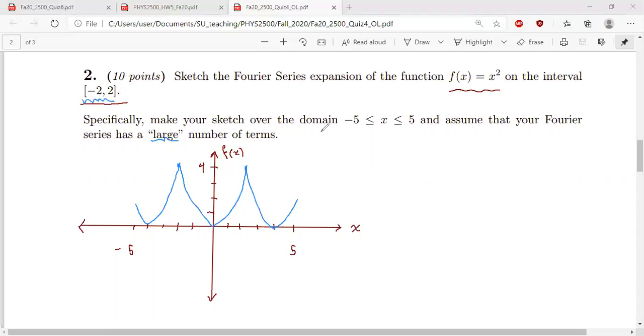So that's really it. Just realize we're expanding over the region -2 to 2. That's the size of our stencil that we repeat. And if we were to draw that from -5 to 5, we would have 2.5 copies of that stencil.